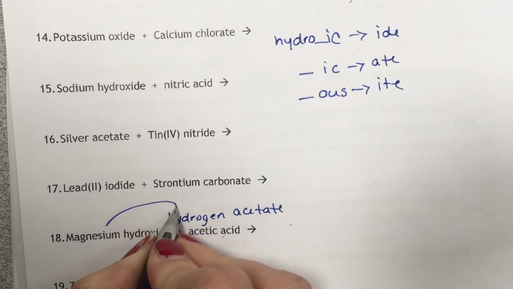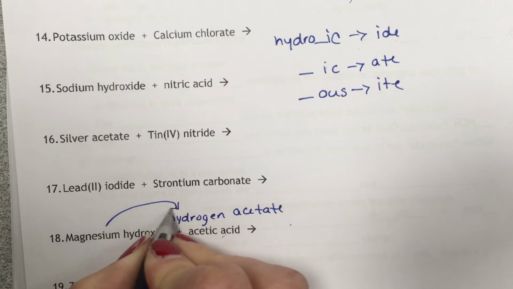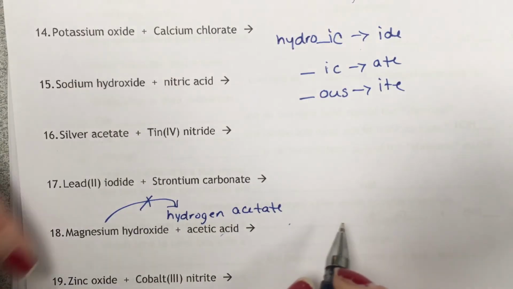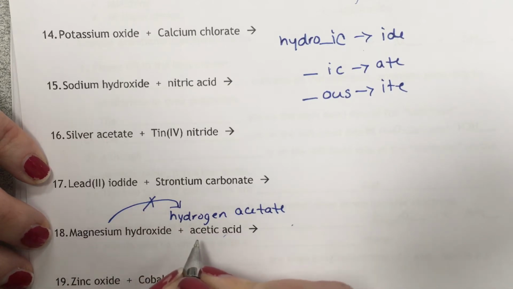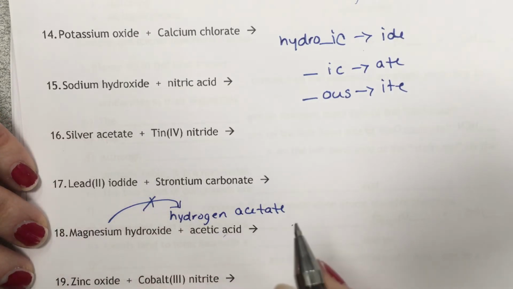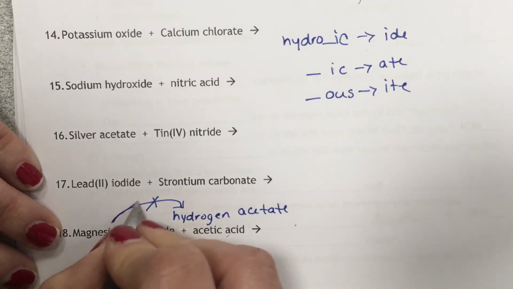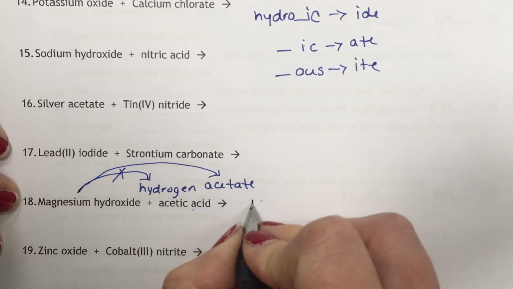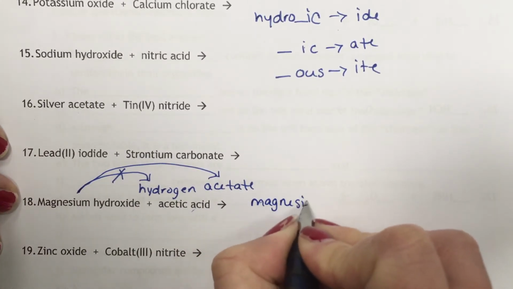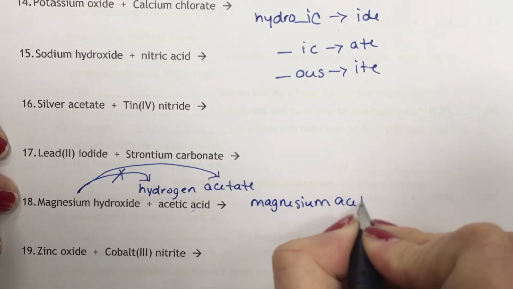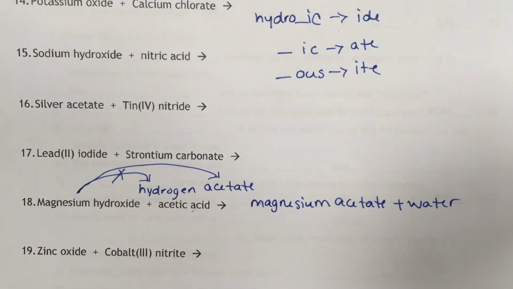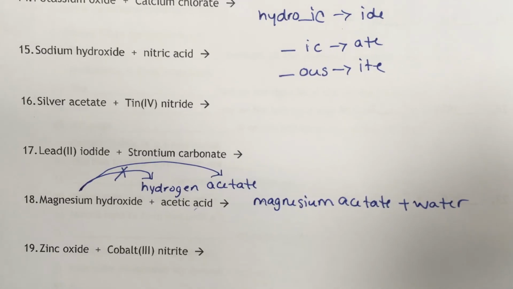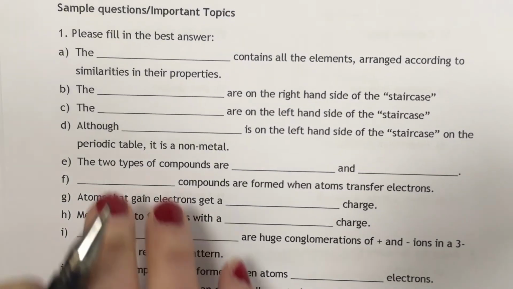So basically it's not magnesium and hydrogen switching spots, okay? So this is a neutralization reaction. So what's going to happen is, remember the one thing that's always produced in this type of reaction, and that's water. So it's going to be magnesium bonded with acetate. So it'll be magnesium acetate and water. Water is always produced in a neutralization reaction. Let's do a combustion reaction and we'll be done.